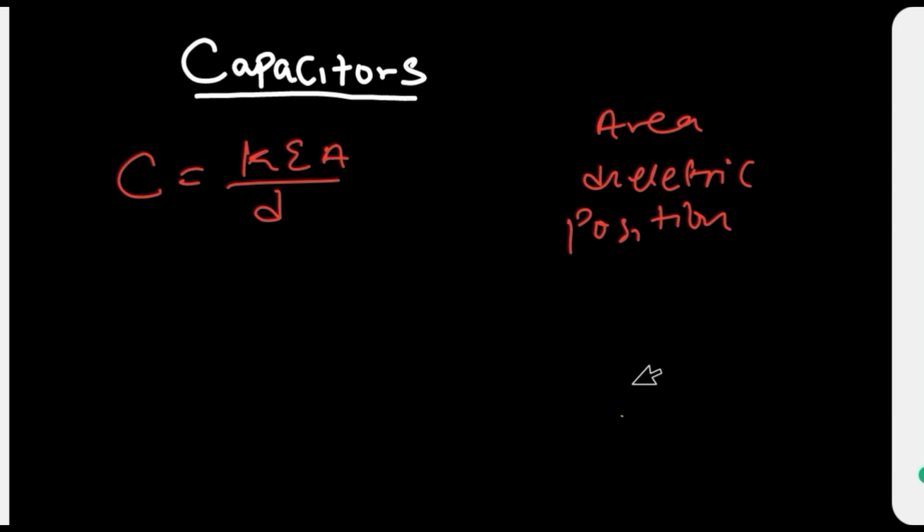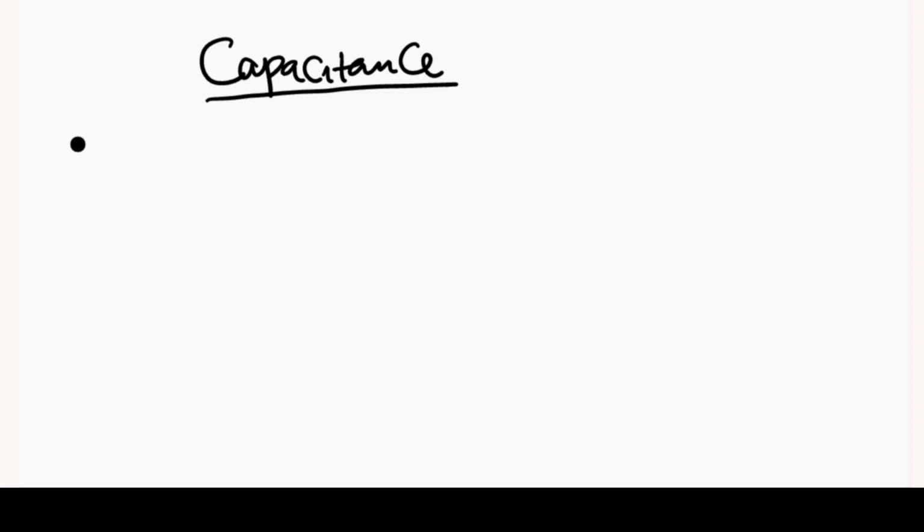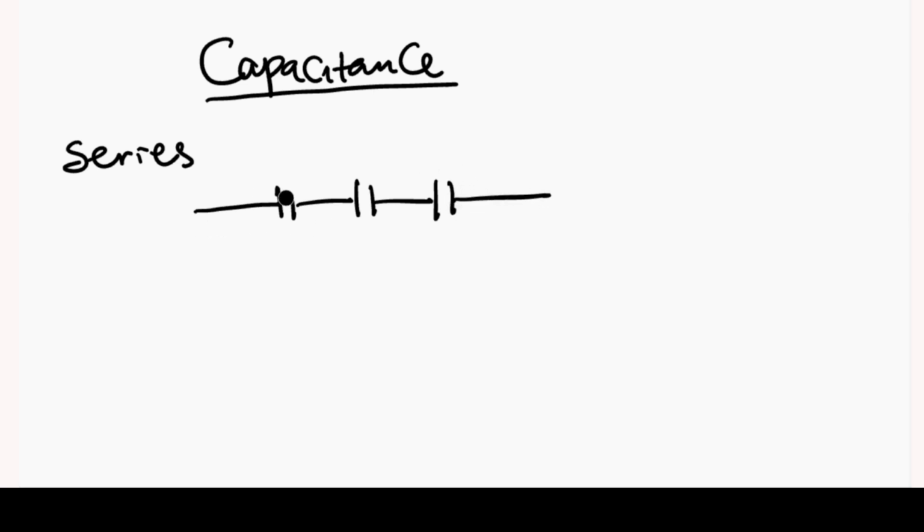Now let's talk about capacitance in series and in parallel. For series connection of capacitors, what is a series connection? Something like this. The output of the first capacitor becomes the input of the second capacitor.